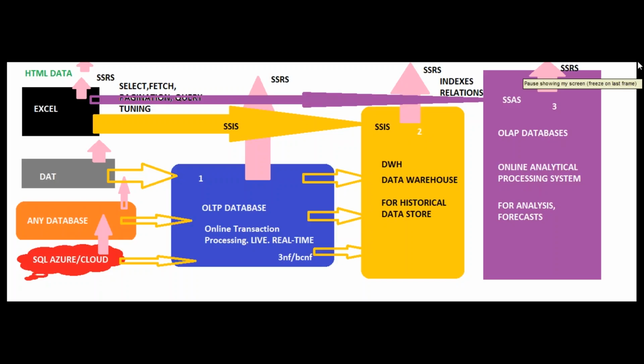I repeat, you got box number 1. Next, you got box number 2. Box number 1 is mainly for the purpose of data store. Okay, it can be any type of data store. For example, we say SQL Server database systems. And box number 2, data warehouses, integration services, SSIS.